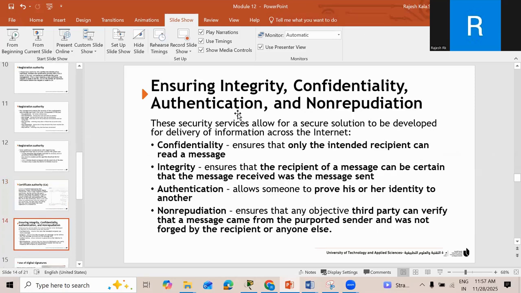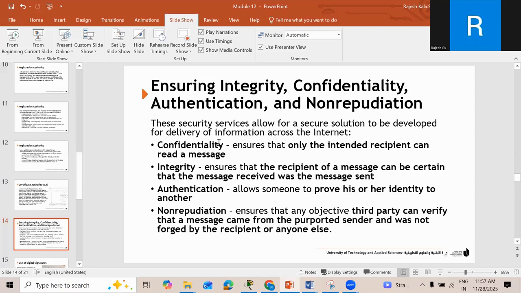Then what about ensuring integrity, confidentiality, authentication, and non-repudiation? Confidentiality means it makes sure that only the actual recipient can read the message. No one else can read the message. If I am Rajesh and I am sending a message to Mr. Hari, only he should read the message.